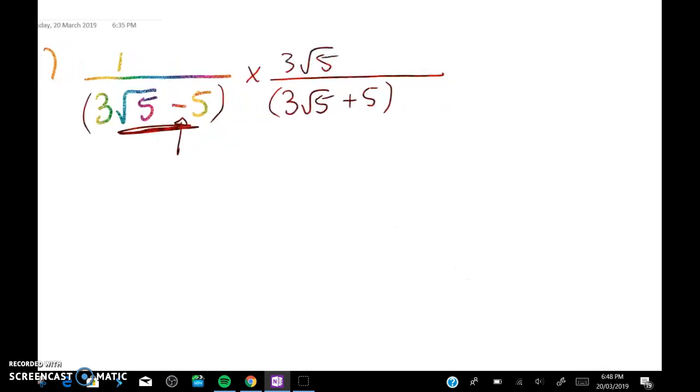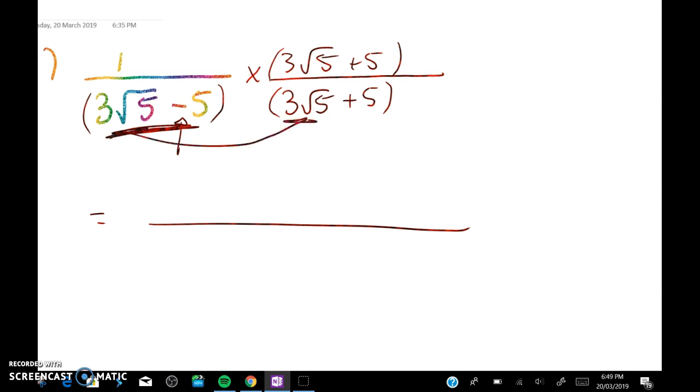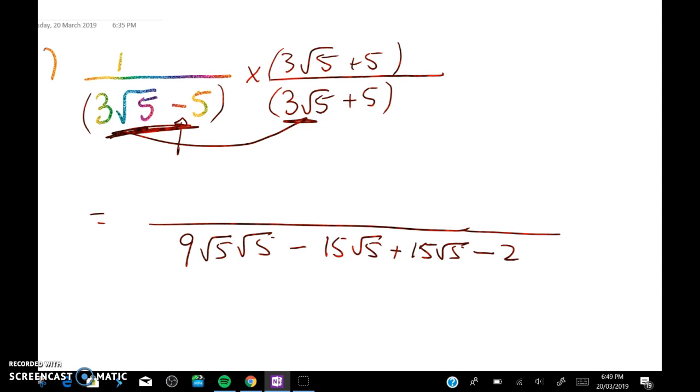So up here, we've got the same thing in the numerator. Now what does that give me? Well, let's work on the denominator first. This times this gives me 9 root 5 minus 15 root 5 plus 15 root 5 minus 25. Right, so where is this 15 root 5 coming from?